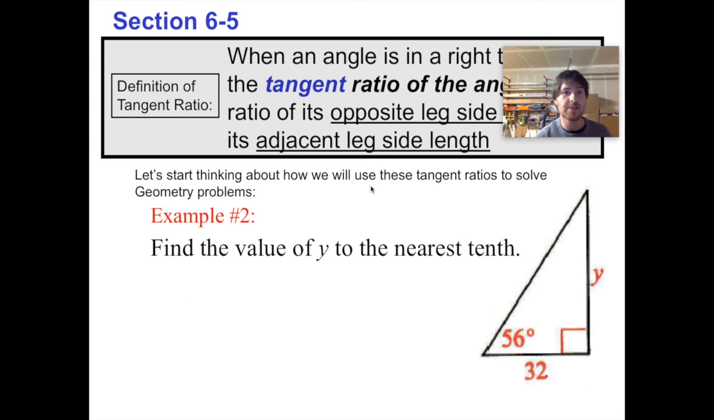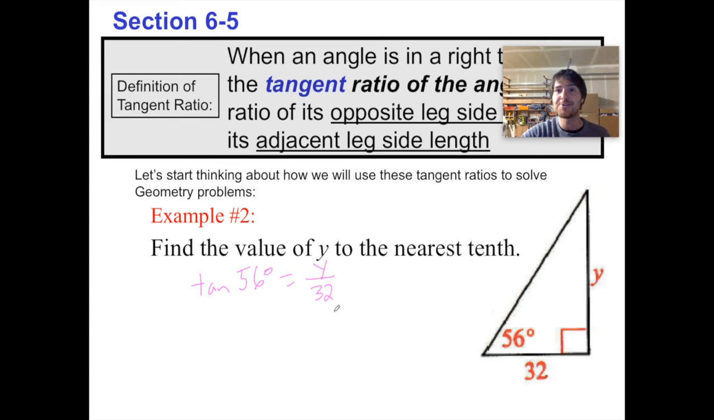Let's do this problem. Example number 2: find the value of y to the nearest tenth. Let's do this one real quick, and then I'll take a pause for this lesson. So I'm going to do tangent of 56 degrees. That's a particular ratio, isn't it? And y over 32 would be in that same ratio. That's tangent of 56 here.